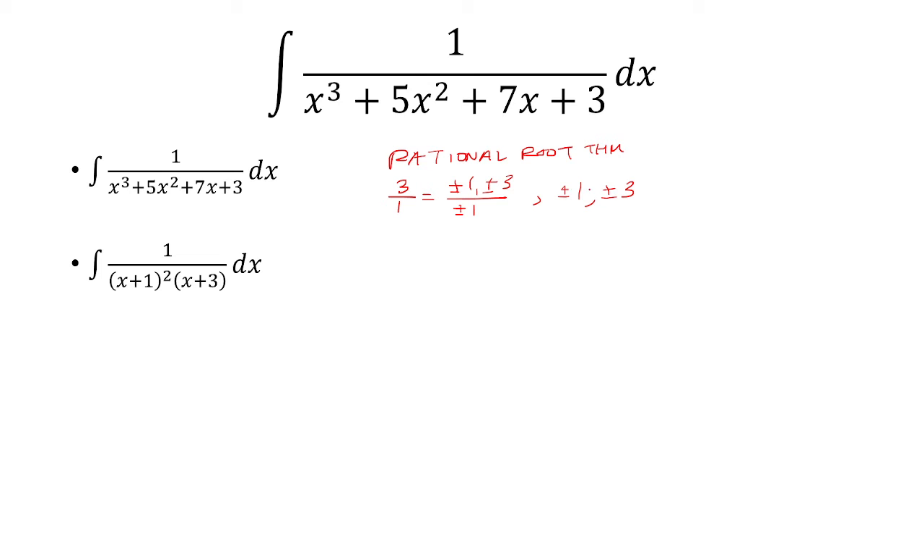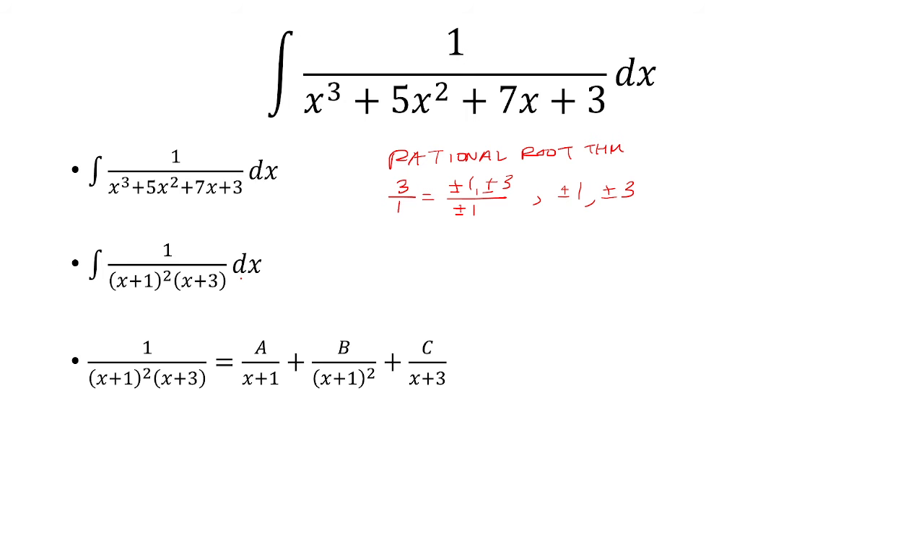So it turns out that yes, negative 1 and negative 3 work. So you do long division or synthetic division. So with negative 1 and negative 3, you get it in the form of x plus 1 squared times x plus 3.